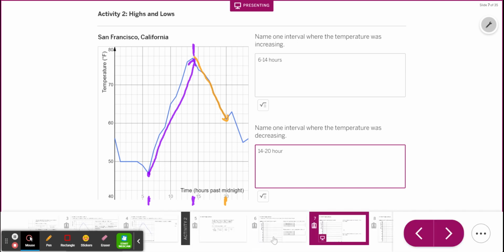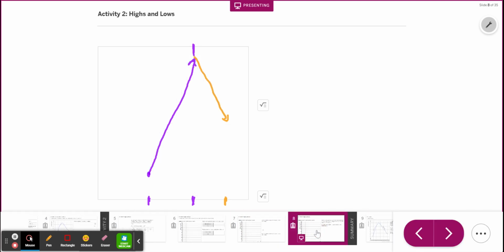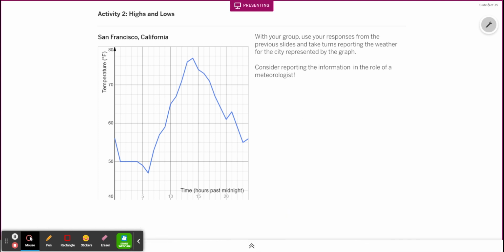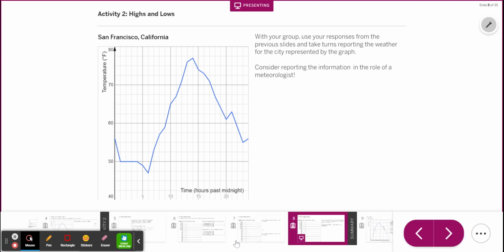Okay. All right. Slide 8. Within your group, use your responses from the previous slides to take turns reporting the weather. Okay, so when do you think we're going to have our highest temperature? What time of the day? Do you think we'll keep staying with a warm temperature? Kind of like, what is the data you could get from this? So your answers might vary.